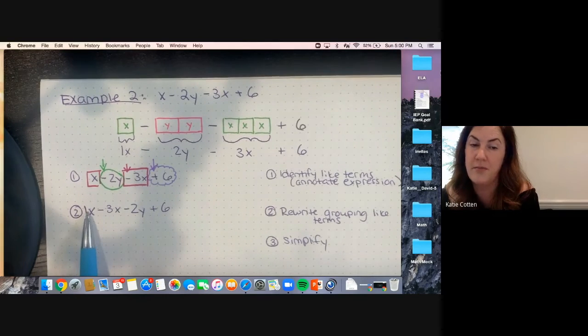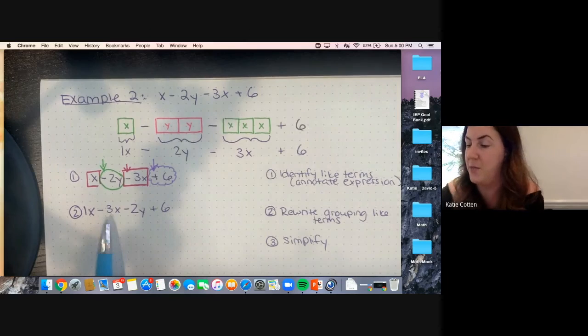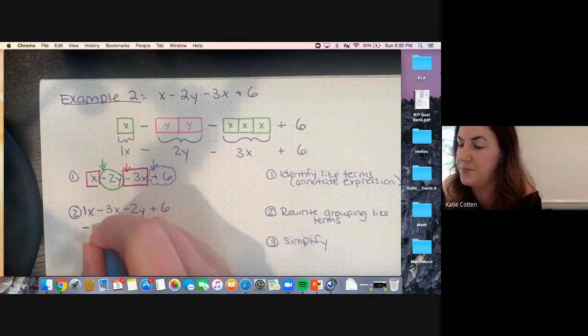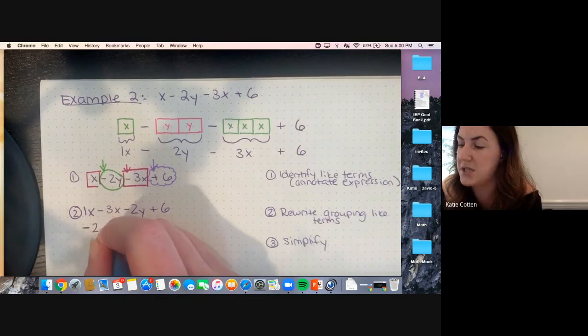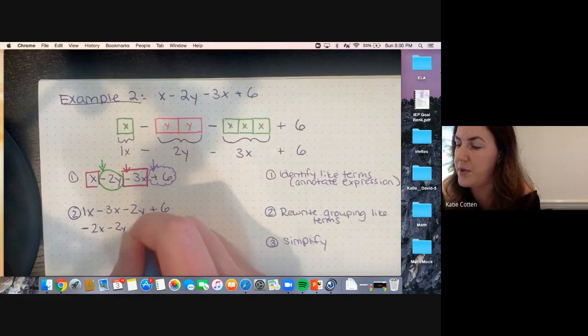So 1 minus 3, because my negative 3x has a higher value, I know that I'm going to end up with a negative. And 1 minus 3 is negative 2, so I have negative 2x minus 2y plus 6.